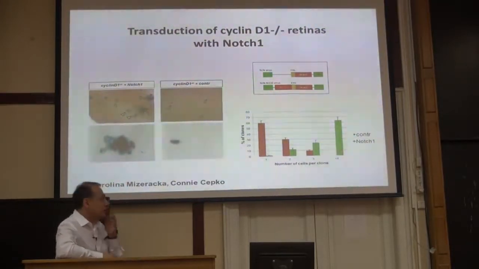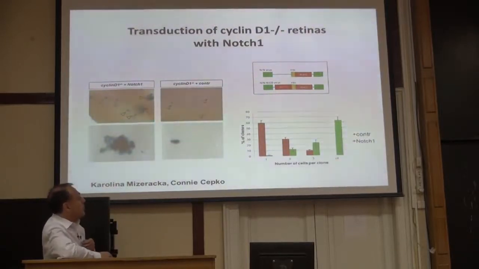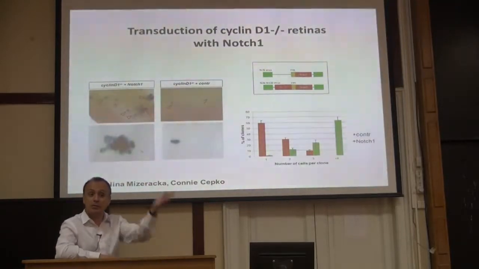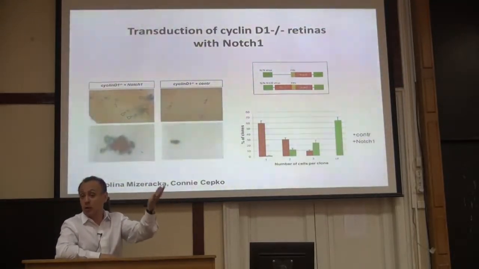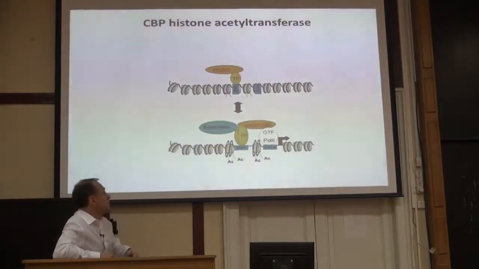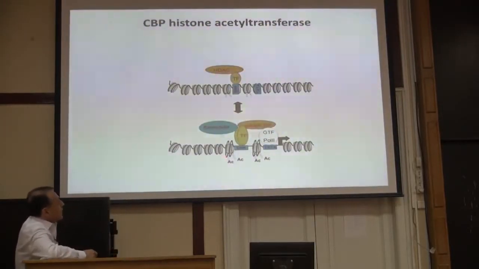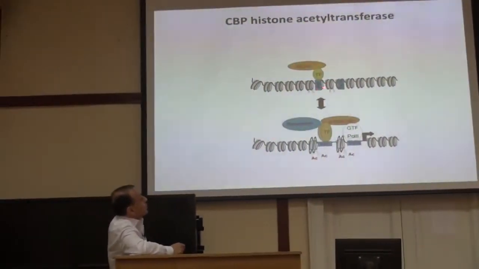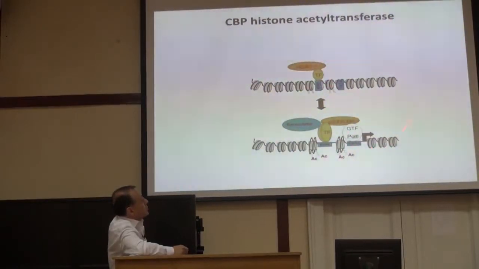So I think that this provides maybe convincing evidence that indeed the low level of notch is contributing to the phenotype, because if you raise the level of notch, you can correct this proliferation deficiency. So we think that cyclin D1 is sitting on the promoter and is turning off the expression of notch. Let's imagine that this is the notch gene.